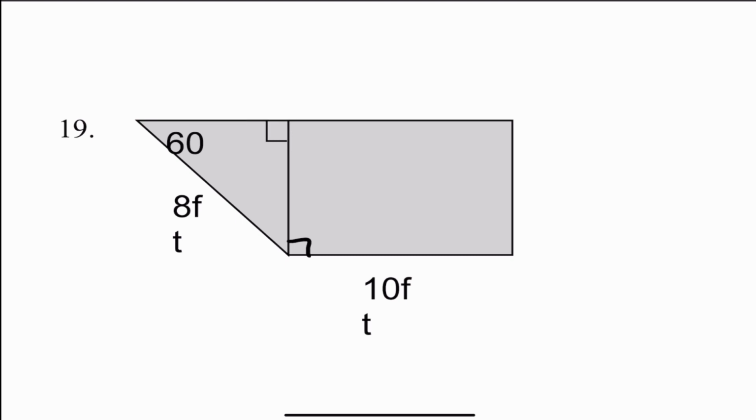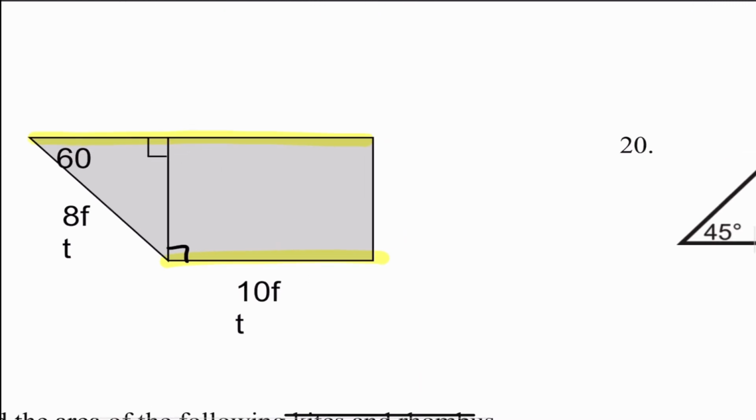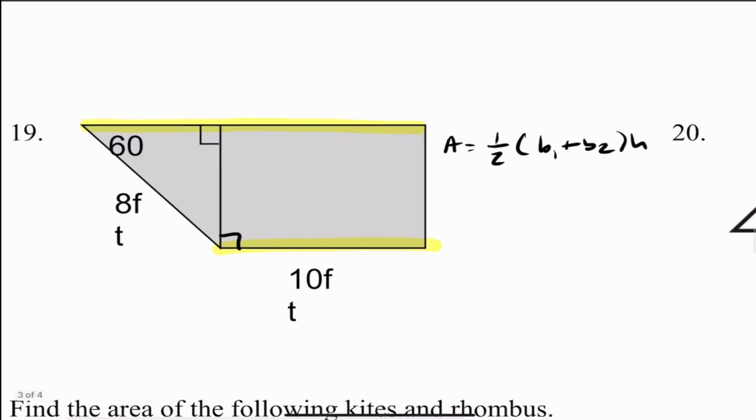So if this segment is perpendicular to this side, right, and this segment here is perpendicular to that side, I just drew this 90-degree angle there, and then we can say that the slope of these bases are the same. So then, okay, what do I have to do? I'm going to use my formula. A equals 1/2 times B1 plus B2 times the height. I got A equals 1/2 of, well, I have 10 plus, okay, well, I don't know what B2 and the height are, so I gotta figure that out.